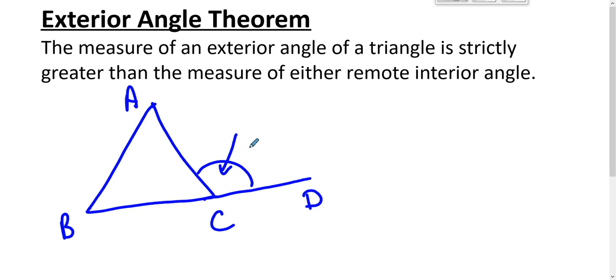Now, when you're in high school, you learn that the measure of this angle is equal to the sum of those measures. But that is equivalent to Euclid's parallel postulate. So our result is different. Our result says that this angle has to be bigger in measure than that one, and it has to be bigger in measure than that one. It's not necessarily that this is the sum of those two. That would be a Euclidean result. So that's just something to think about as we move toward the proof.